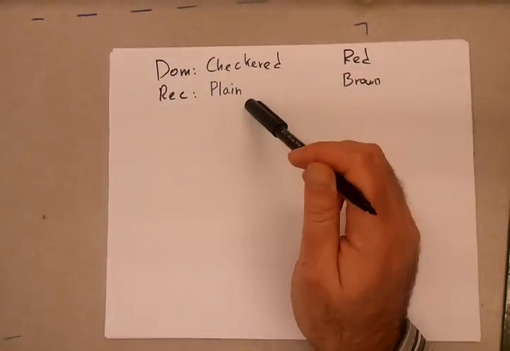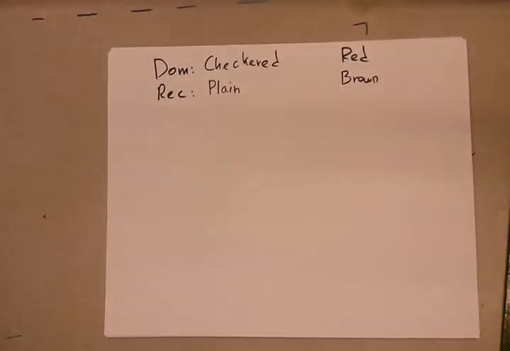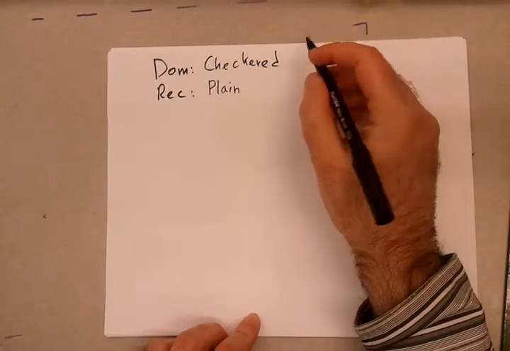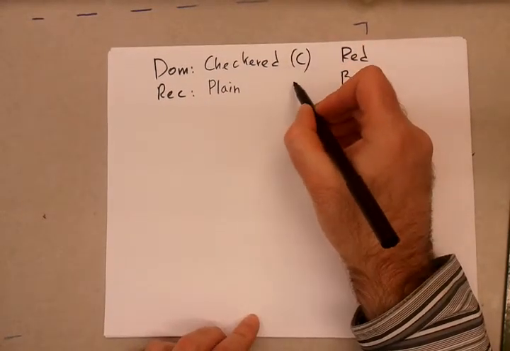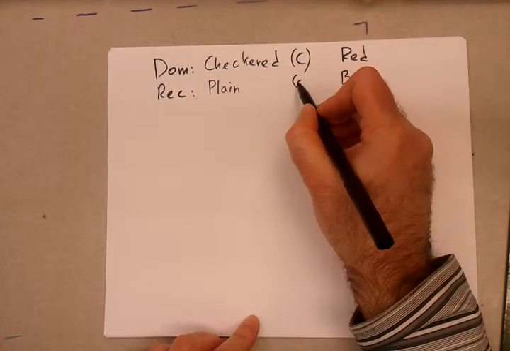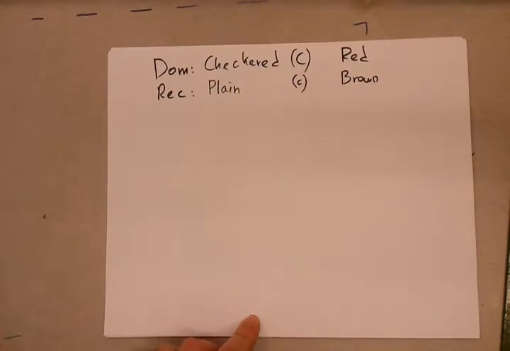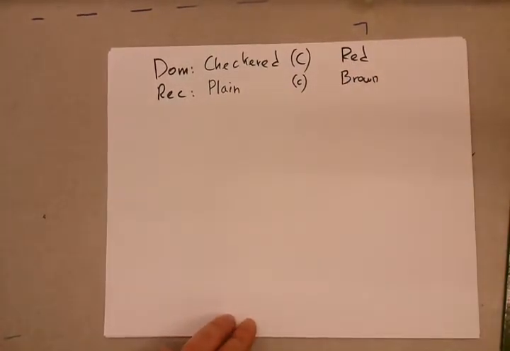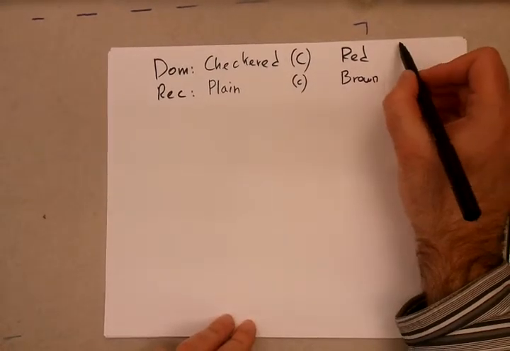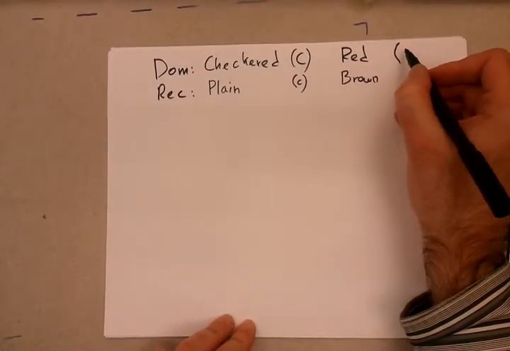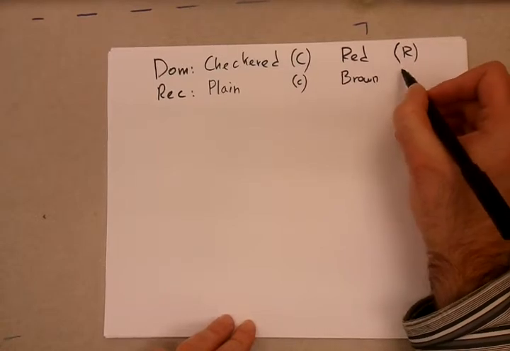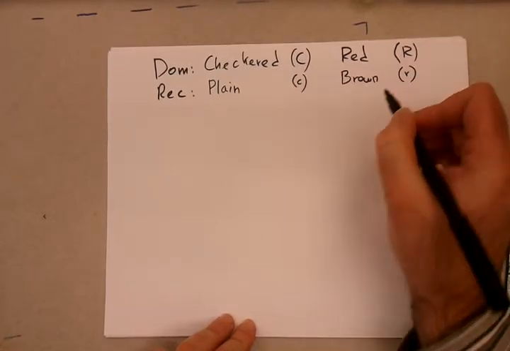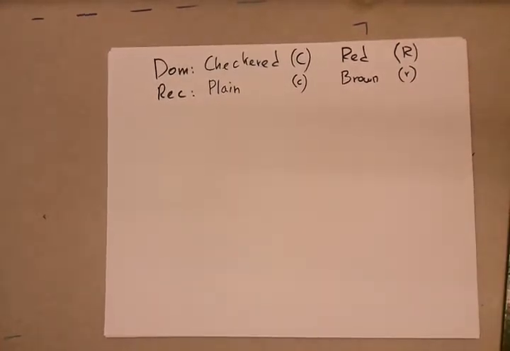So for checkered versus plain, I'm going to use C as the letter, and the dominant trait will get capital C, and the recessive trait will get a little c. For the colors red and brown, I'm going to choose the first letter of the dominant trait, which is R, to represent the trait. And the dominant allele will receive capital R, and the recessive allele will receive little r. Now I got my letters sorted out. That's the first step. Now let's see what they ask of us.